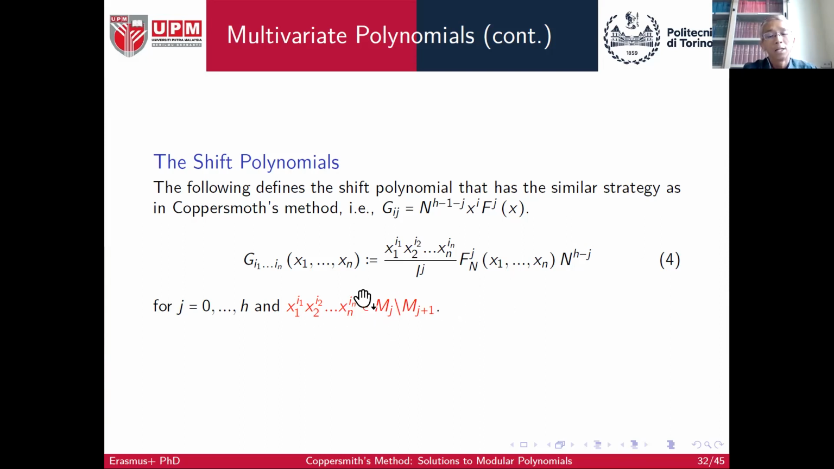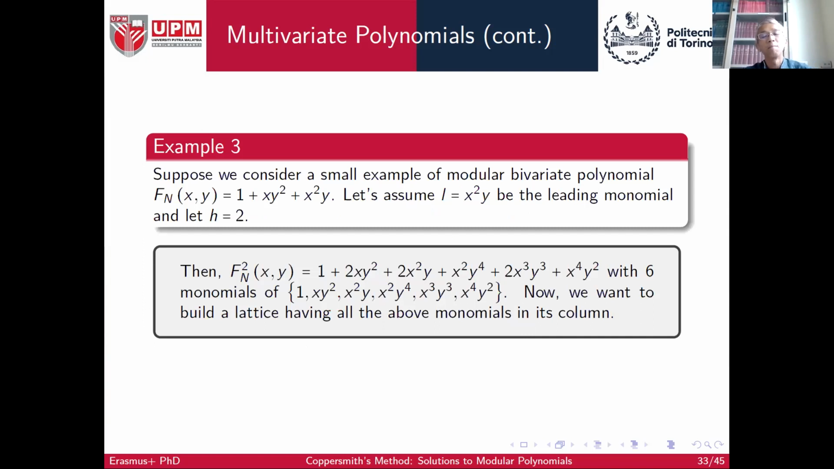So this highlighted monomial is the one that I would like to draw your attention to for the later part. Now, if you find reading this shift polynomial notation confusing and you are not familiar with that, then using an example will be a better illustration, hopefully. Now, suppose we want to consider a small example of a modular bivariate polynomial, f(x,y) = 1 + xy^2 + x^2y.